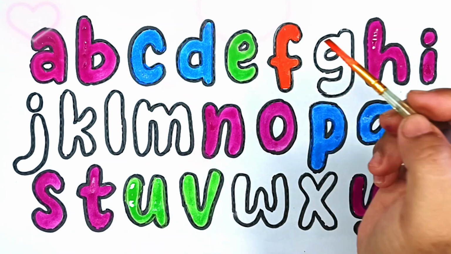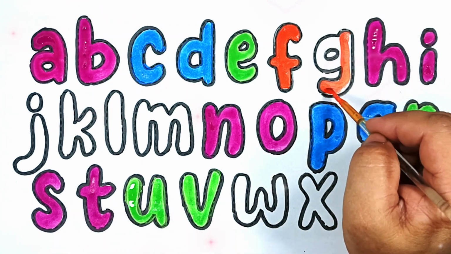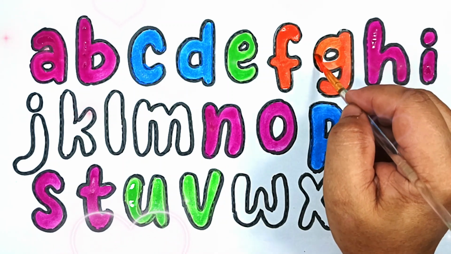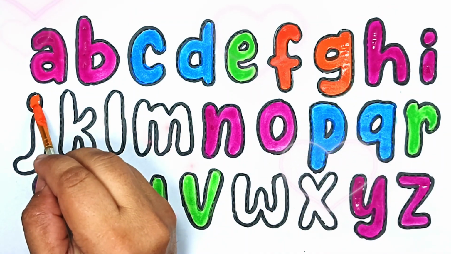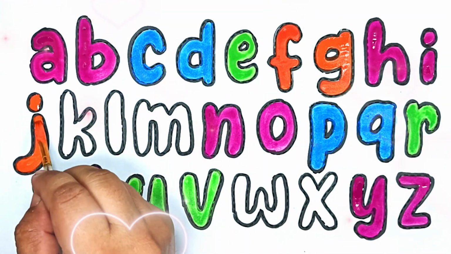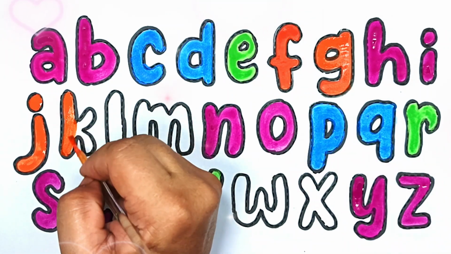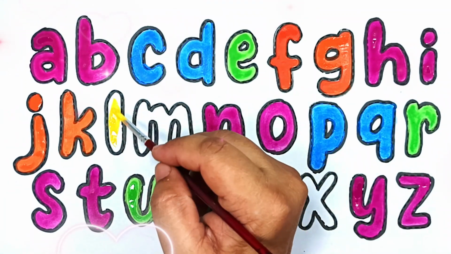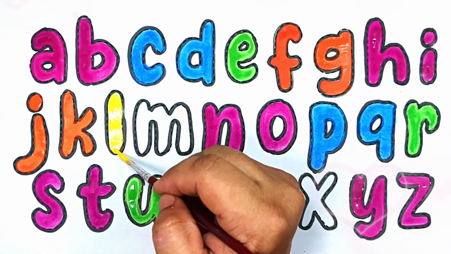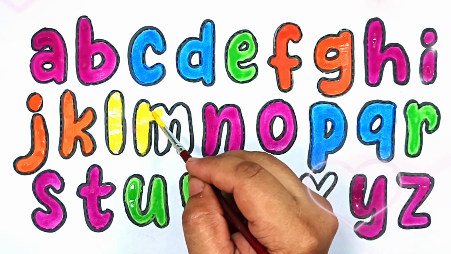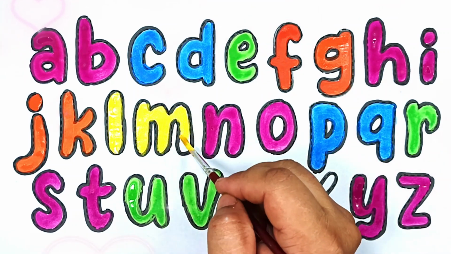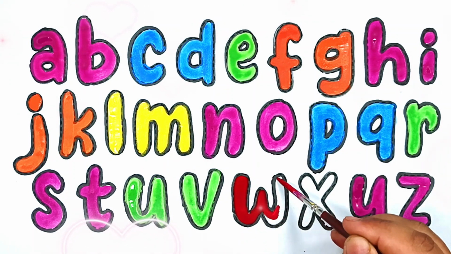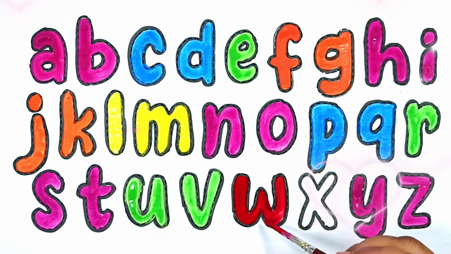F for frog. G for giraffe. J for jelly. K for kangaroo. L for lamb. M for mouse. W for whale.